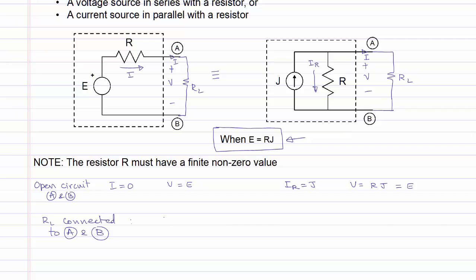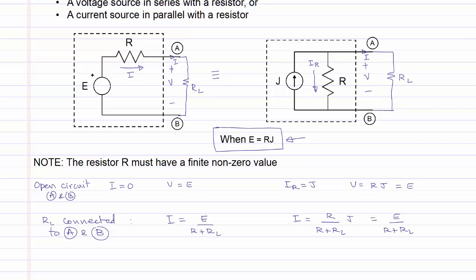For the left-hand circuit, we will have I is equal to the voltage source value E divided by the total resistance seen by the voltage source, which is R plus RL. For the circuit on the right, we can identify it as a current divider where the current I will be equal to the resistor value R divided by R plus RL multiplied by J. If we substitute the condition for equivalence between circuits, E is equal to RJ, we will get that this is equal to E over R plus RL, which is the same value for the left-hand circuit.